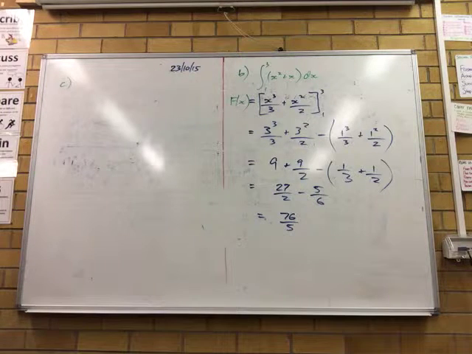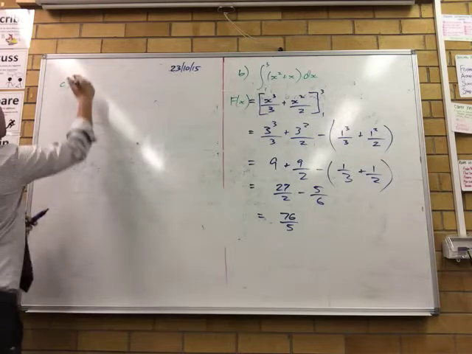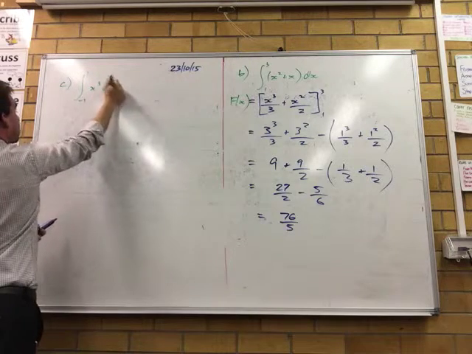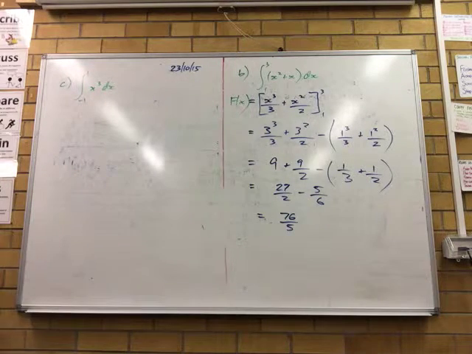Let's see. The integral from 1 to negative 1 of x cubed dx. What? Uh-oh. It's a hyperbola. What are you expecting the name to be? Hyperbola, is it?